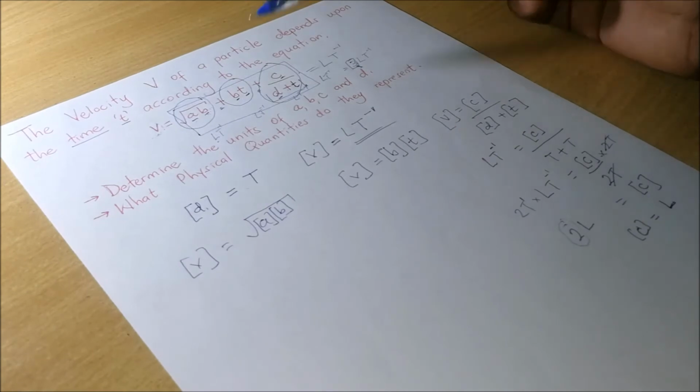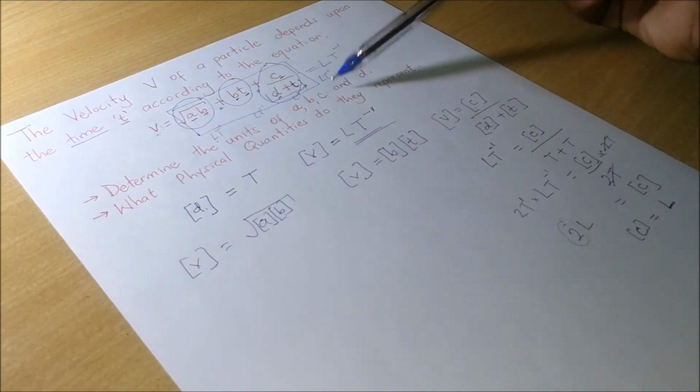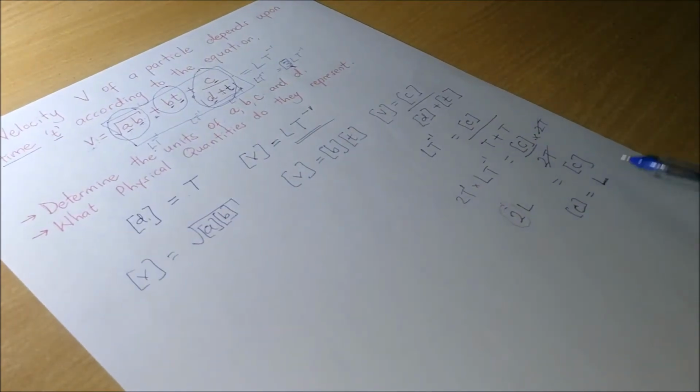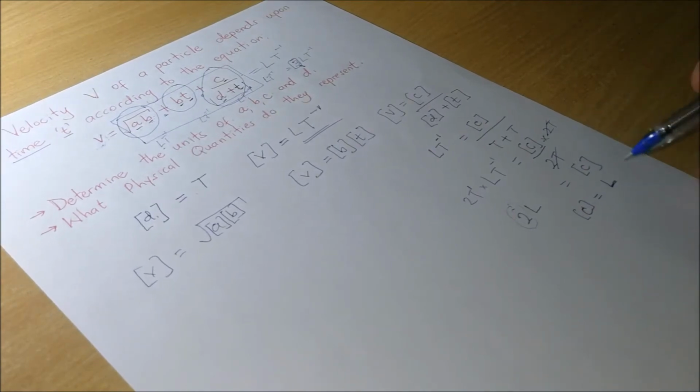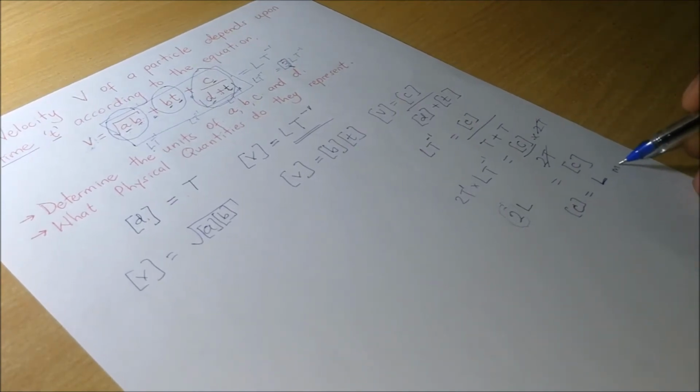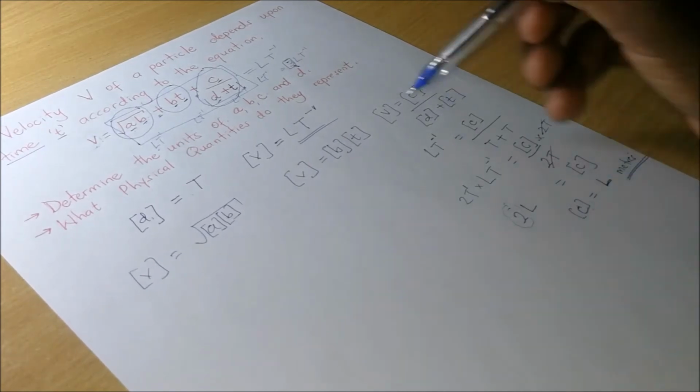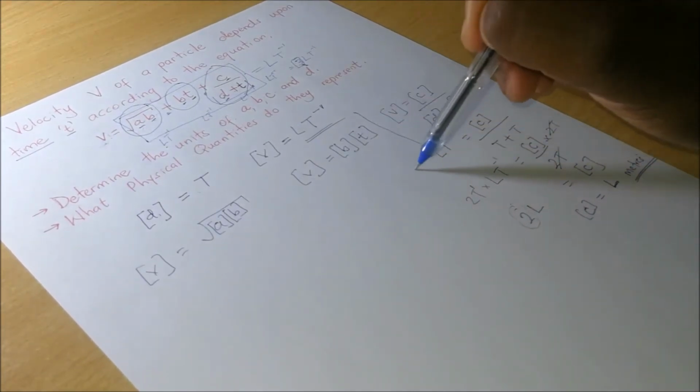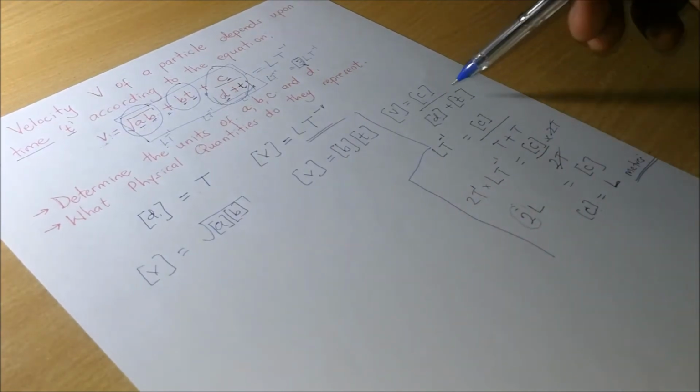And if you come here, they are saying to determine the units of A, B, C, and D. So it means that the units of C are L, which so happens to be meters. Those are the units of C. So we have finished for this part.